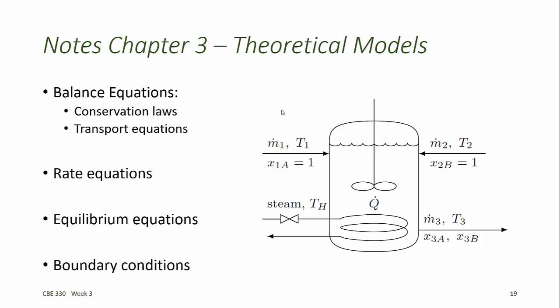In the last chapter of the notes, we talked about developing theoretical models for chemical and biological processes. We did this by writing conservation of energy and conservation of mass equations. In this chapter, we will introduce more general balance equations.